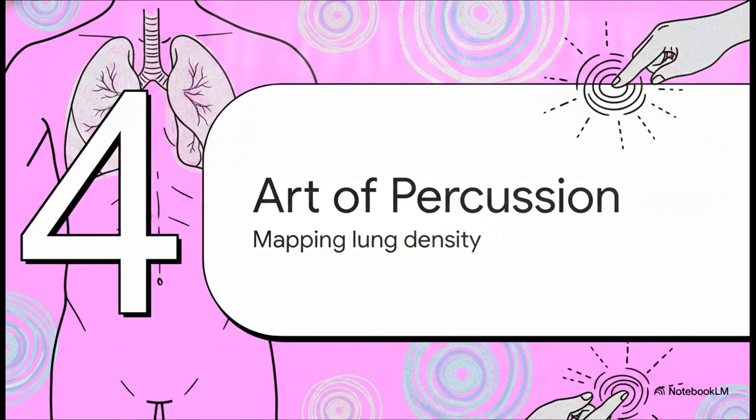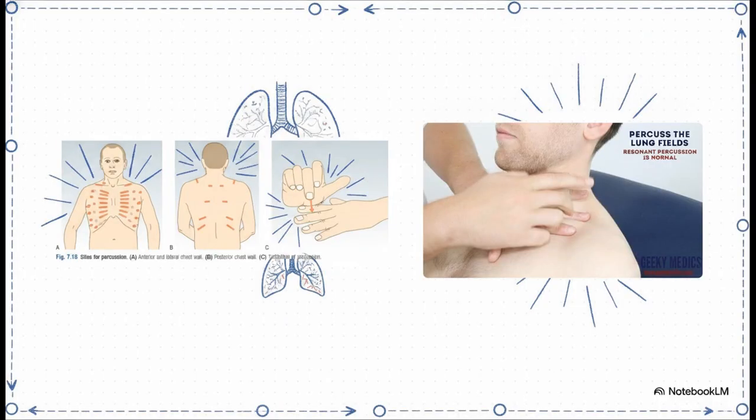That brings us to Section 4, the art of percussion. Time to physically map out lung density. This technique is just fascinating. By placing your non-dominant middle finger firmly flat between the ribs and striking it sharply with the fingers of your dominant hand, you send a diagnostic sound wave straight through the chest wall. We map this out across specific sites on both the front and back of the chest, constantly comparing the left side to the right side to catch any differences.